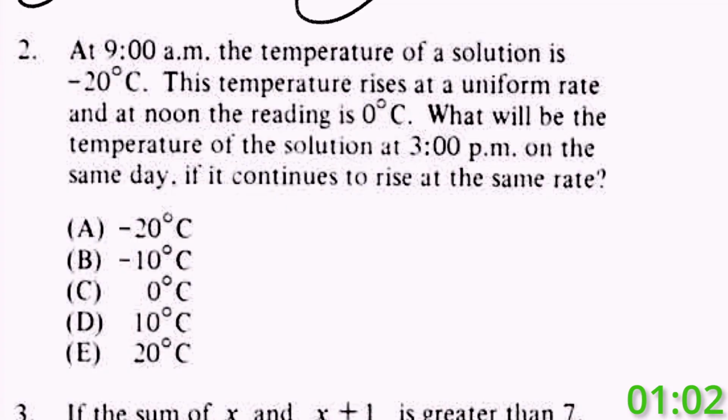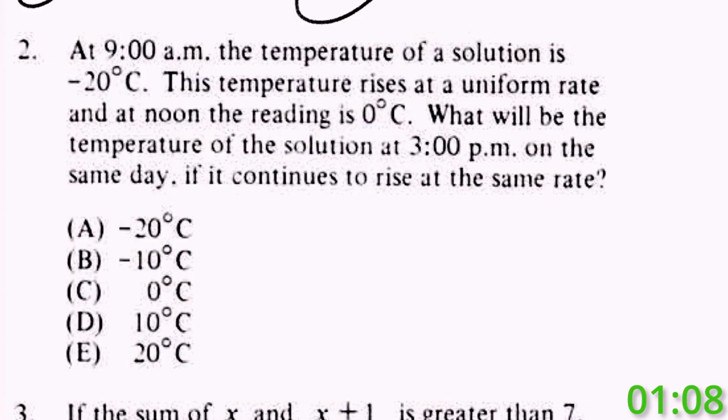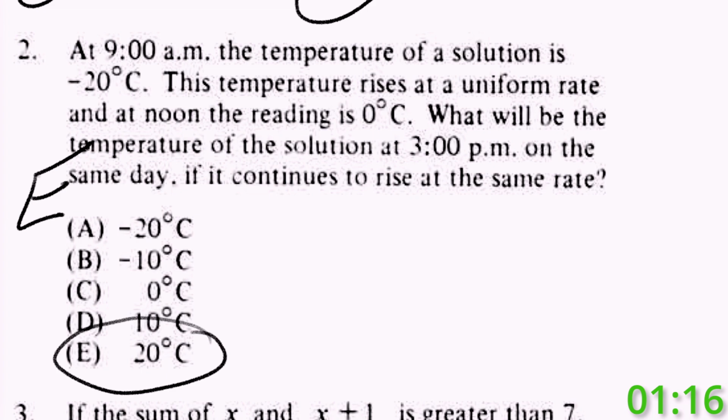So another 3 hours, what will the temperature be? It does tell me, and it's important, that it rises at a uniform rate. So every 3 hours is 20 degrees. So at 3 o'clock p.m., I think we're going to be at exactly 20 degrees. So E is my answer to that.